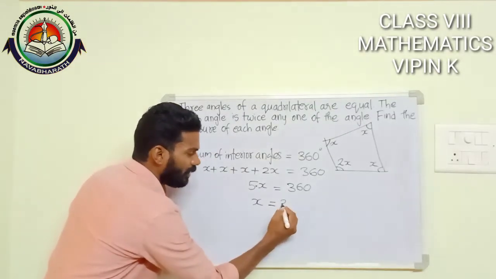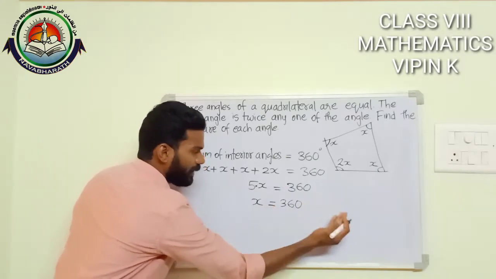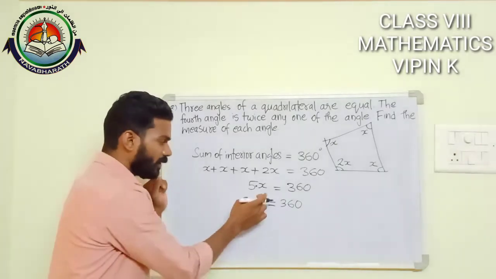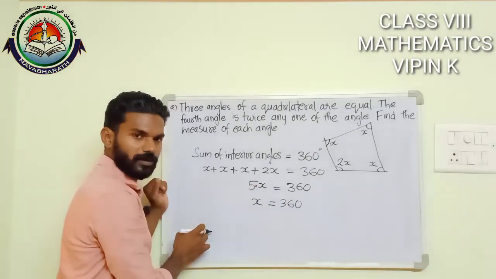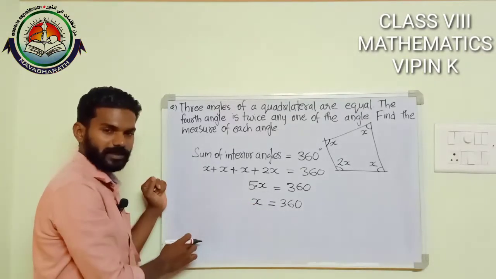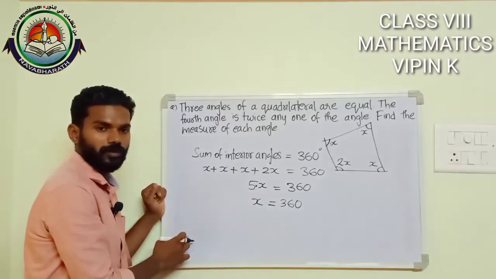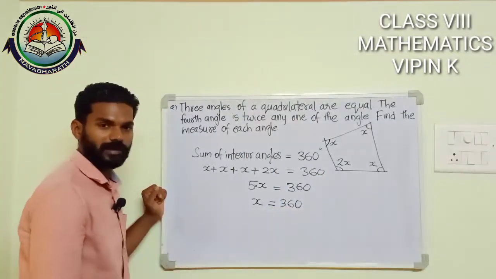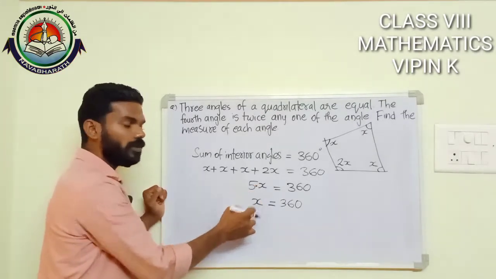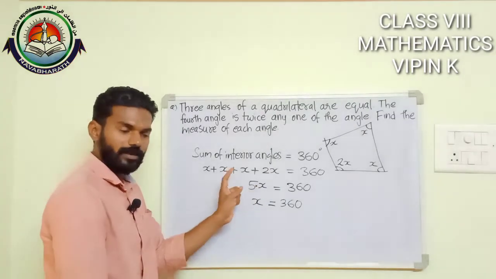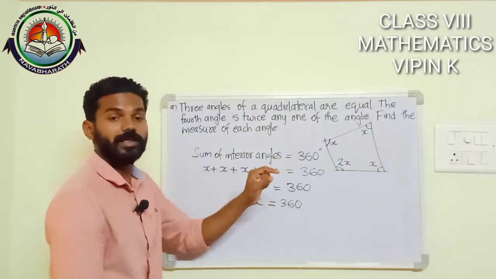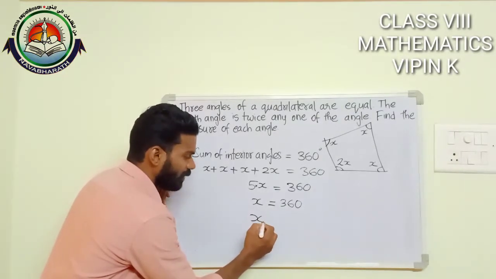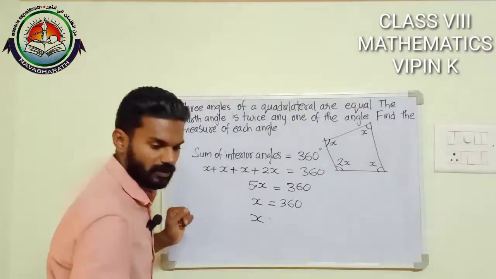Thereafter, write the number on the right hand side, which is 360. Now what makes the difference? Here it is 5 into x. We transformed it as simply x. So this 5 must be carried to the opposite side, carried to the right hand side. Clear? And this 5 is into 5. If we are carrying into 5 to the right hand side, it would become by 5. So x is equal to 360 by 5.